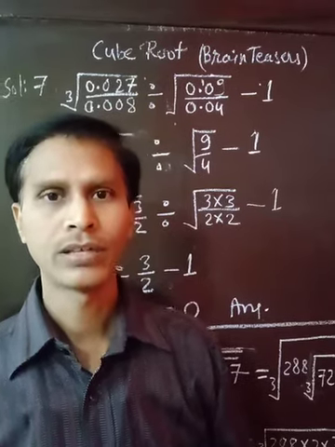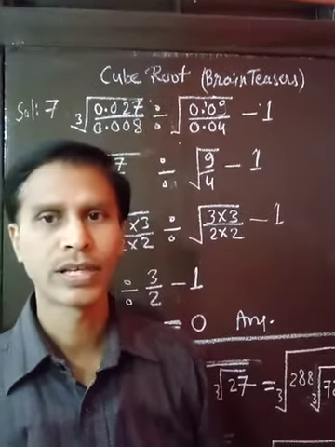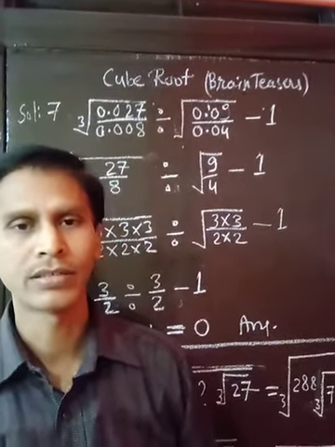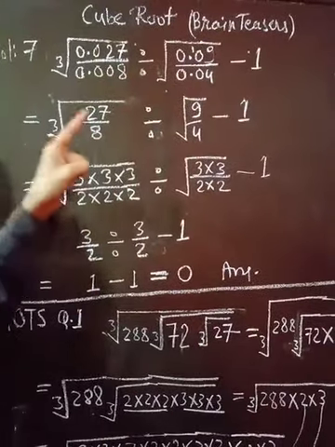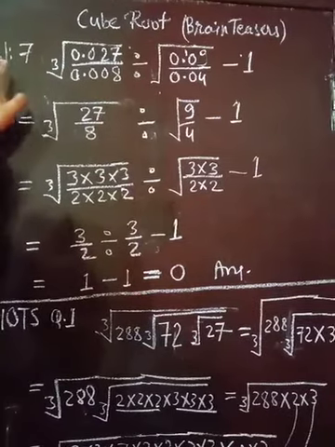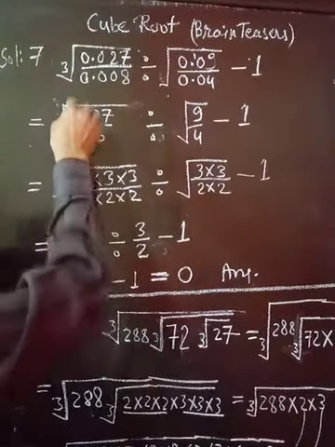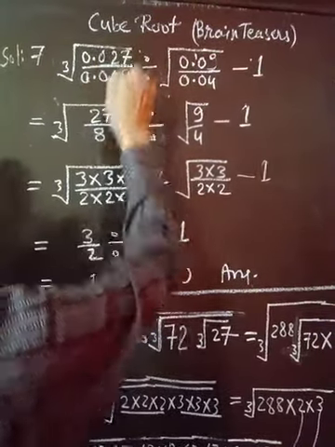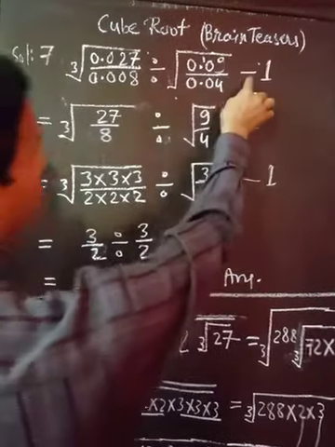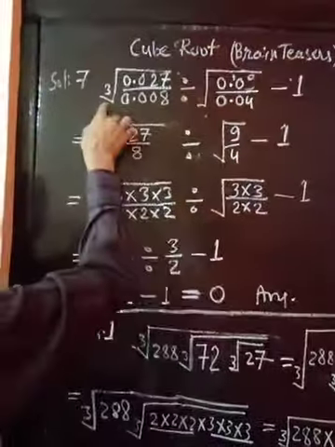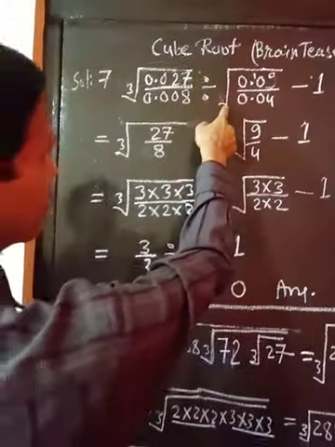Good morning students. Today we will discuss some more questions related to brain teasers and HOTS questions. So for brain teasers, I have taken one interesting question. Question number 7. The question is this: cube root of this expression divided by this square root only, and minus 1. So this is the cube root sign, this is the square root sign.